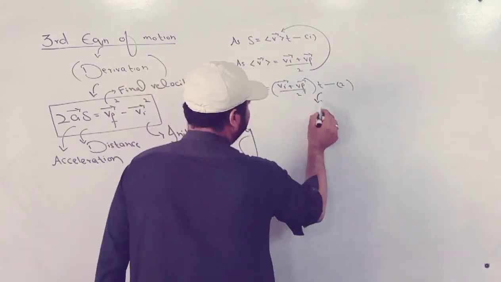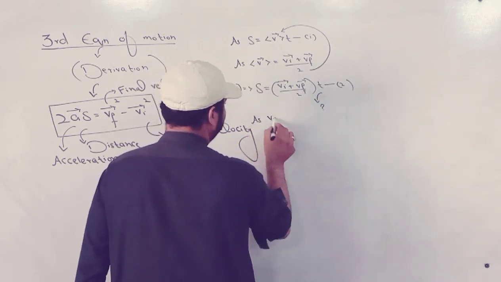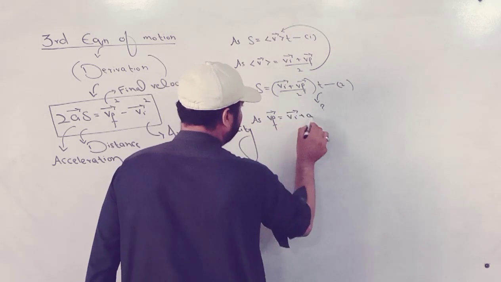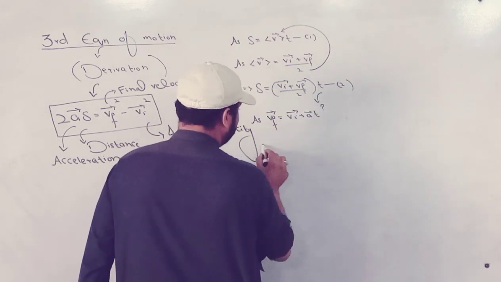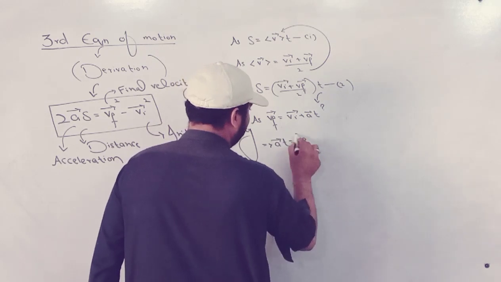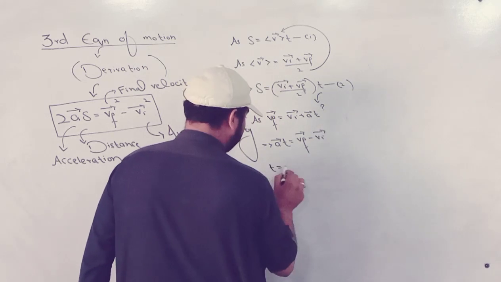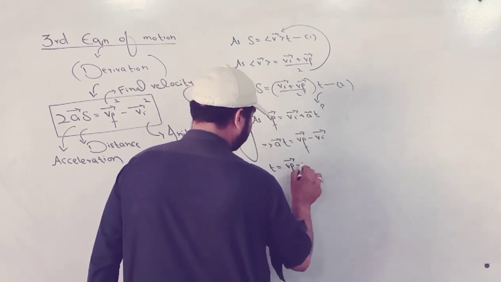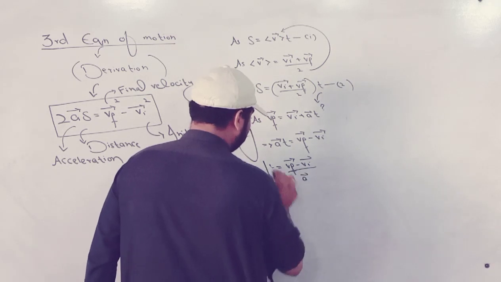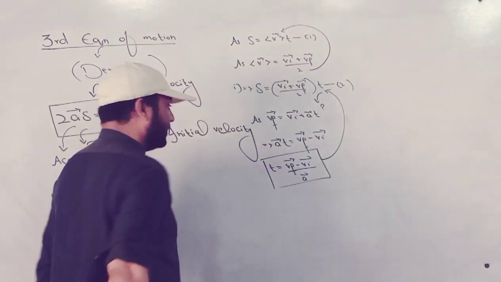Now we have to put the value of t here in equation number 2. For this we are using the first equation of motion, which is Vf is equal to Vi plus at. Now this implies that at is equal to Vf minus Vi. Now t is equal to (Vf minus Vi) divided by a, acceleration. This is the value of t. Now we have to put this value here in equation number second.